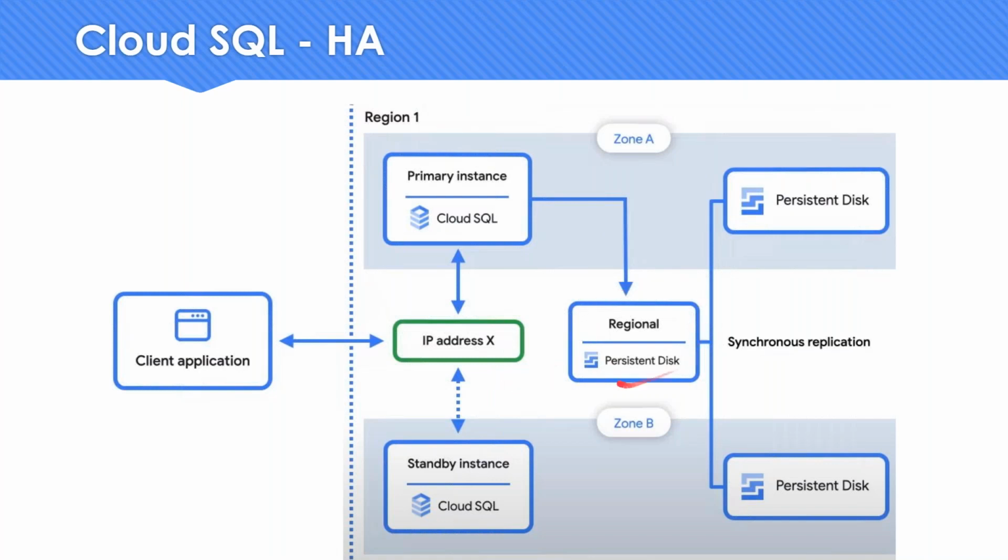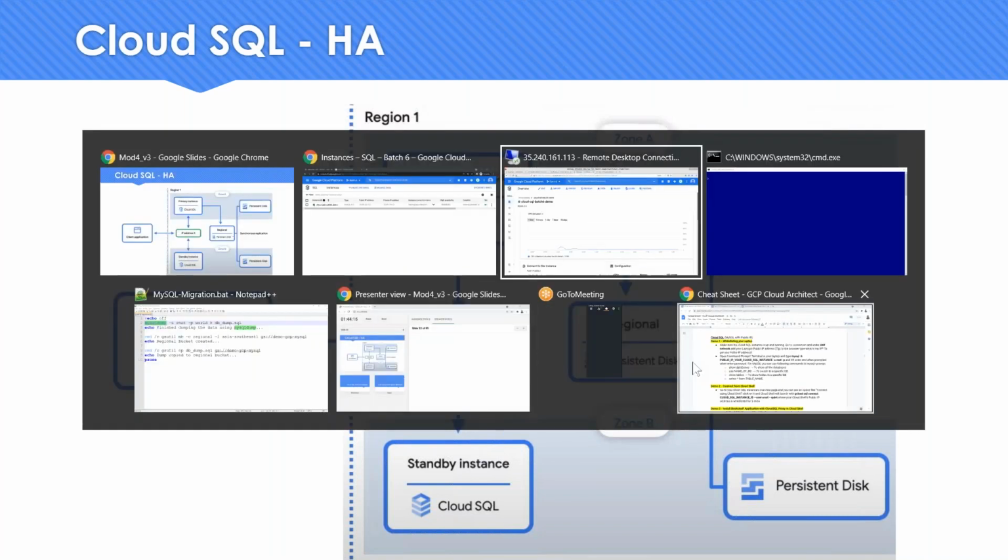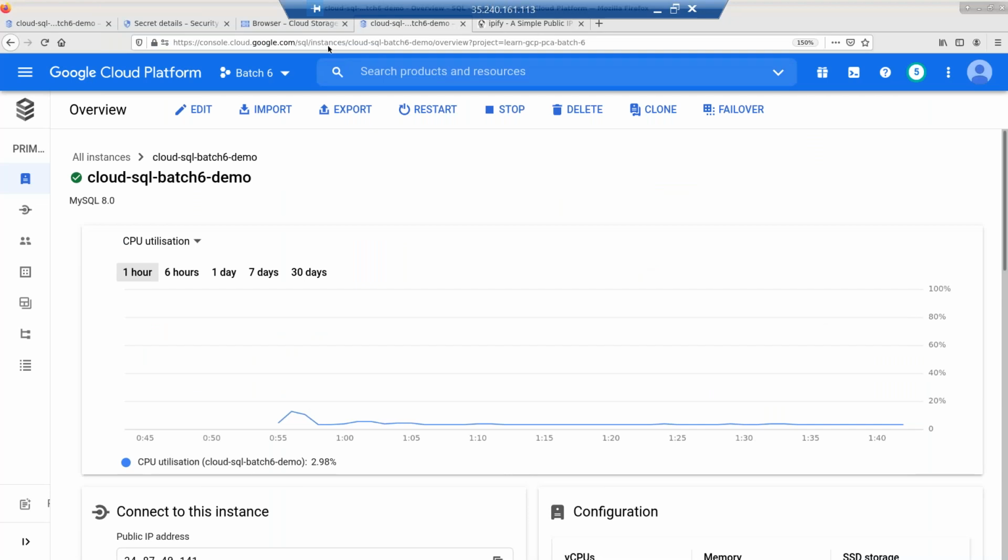So behind the scenes, a regional persistent disk is there. Now, what is a regional persistent disk? If you have forgotten, let me quickly show you. A regional persistent disk can be replicated between two zones. Let me show you that background and then we will jump into the demonstration.